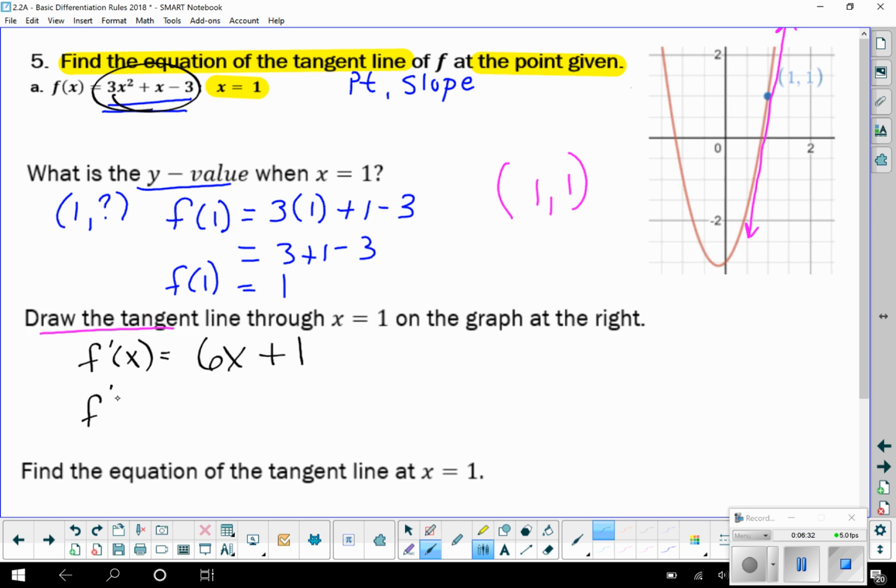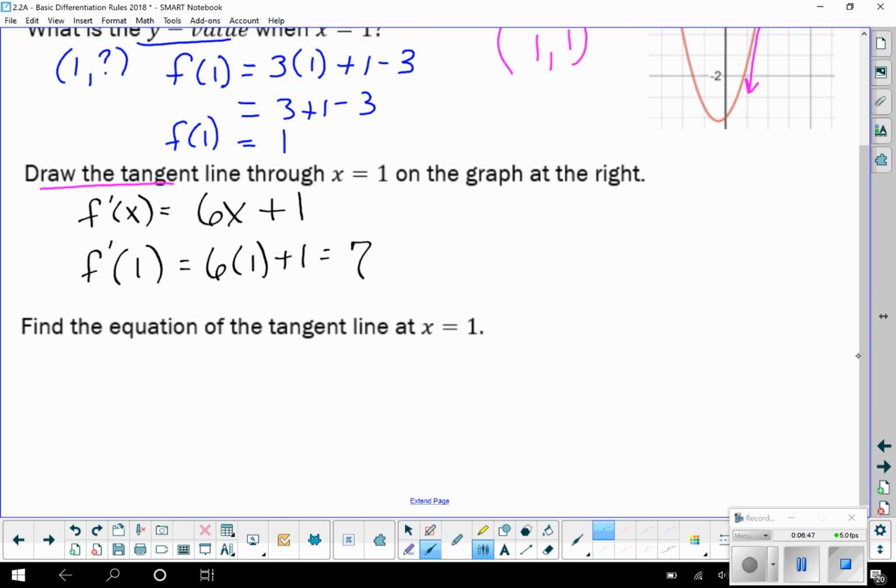Now let's evaluate that at the point 1, because I said let x be 1. So I'd have 6 times 1 plus 1 takes us to 7. F prime of 1 is 7.